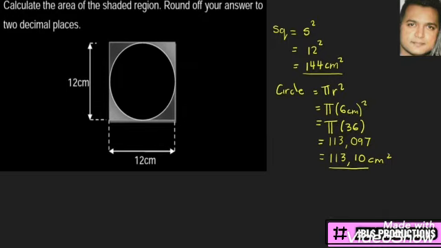Now we haven't arrived at our final answer. Remember, it's the big shape minus the small shape. So our big shape will be the square. So it will be the square minus the circle, right? And this will give us the shaded area.